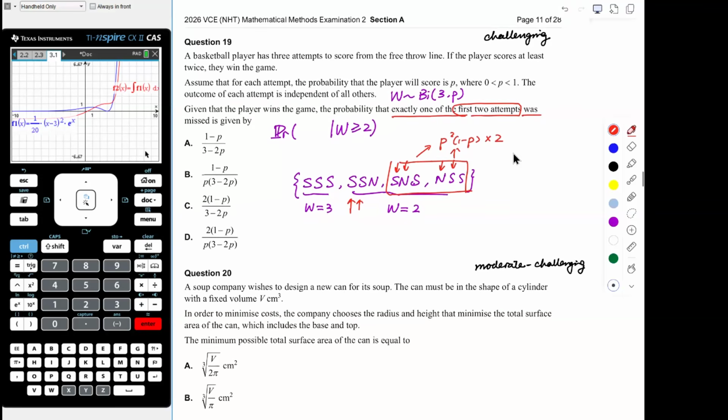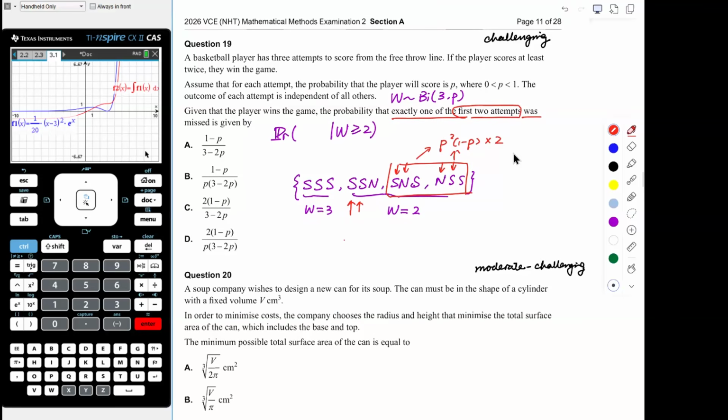Eventually, the conditional probability of W greater than or equal to 2 will have the numerator 2p squared times 1 minus p, and then for W greater than or equal to 2, we will have nCr, 3 choose 2, times p squared times 1 minus p, plus p to the power 3. So you will get something like that, p squared times 3 minus 2p.